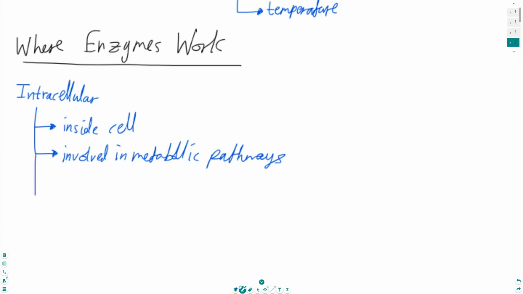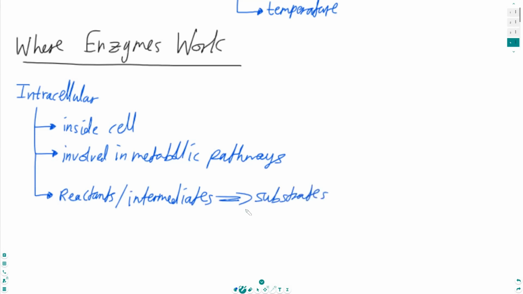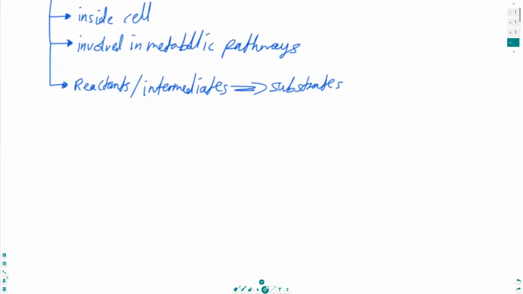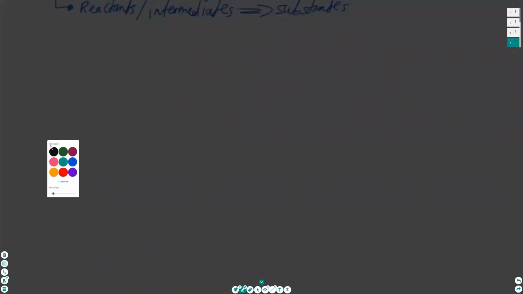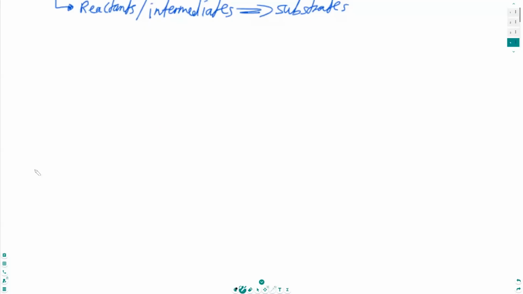And in those metabolic pathways, the reactants or intermediates are the substrates for the enzymes. So there's a good example in your textbook, on page 101, but I might draw up my own, just because why not? Actually, I might use the example of glycolysis. You'll learn glycolysis in year 2, but I'm just going to use it as an example.